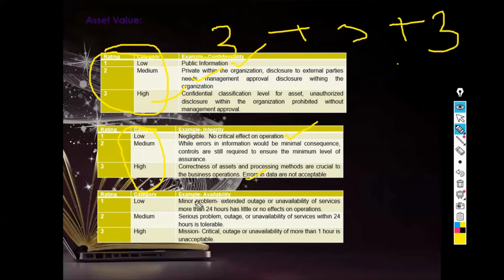Availability we have categorized into 3 parts: 1, 2, 3. High is the critical one because an outage of more than 1 hour is not accepted. In the same case, you can see the asset value will result in 9. That means the higher the asset value, the more critical your asset is to you.